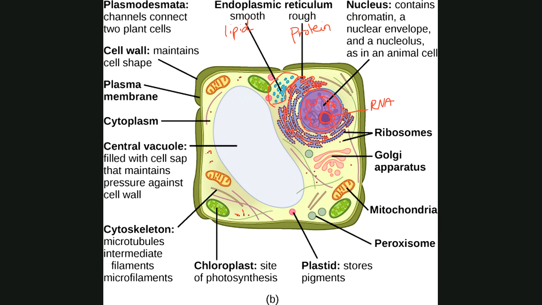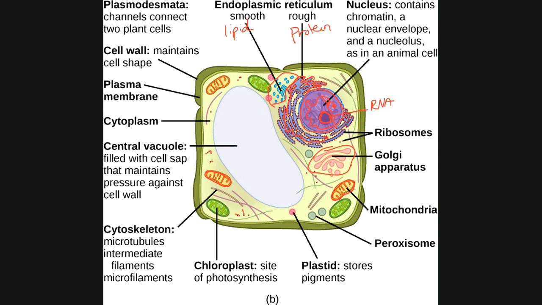Golgi is the receiving and shipping dock that alters those proteins or lipids and then packages them up to wherever their destination is, either in or outside of the cell. Working our way around, we have the mitochondria, and notice that there's just one nucleus, right? Just one rough ER, just one smooth ER, just one Golgi, but there's more than one mitochondria shown in this cell, and it depends on the cell type.